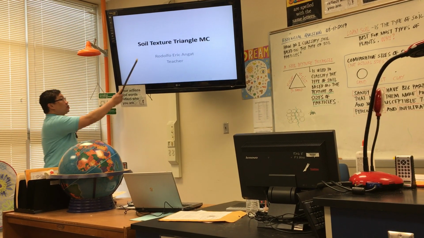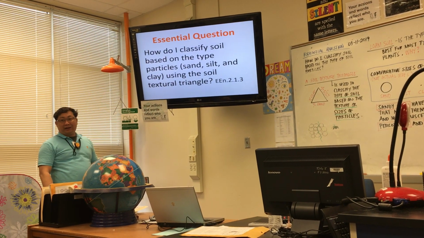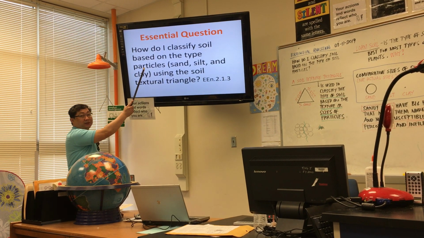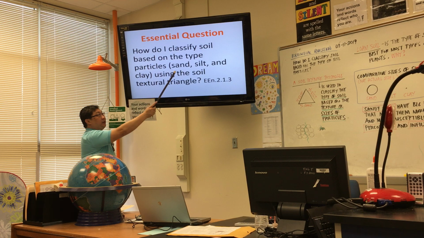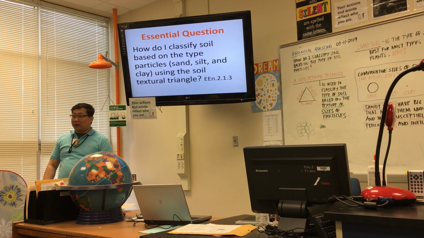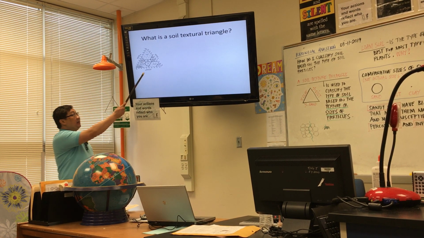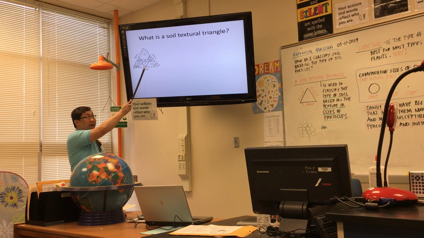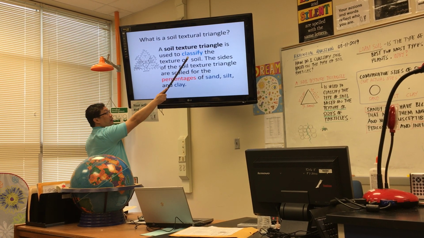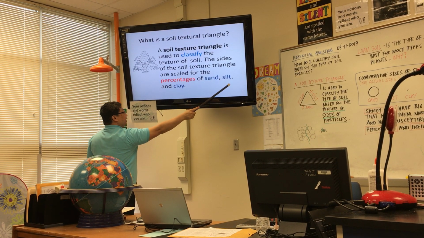Today we'll be dealing with the soil texture triangle. Now, our essential question today is, how do I classify soil based on the type of particles? There are three types of soil particles. We have sand, silt, and clay. Using the soil textural triangle, or simply the soil texture triangle. So, this is the soil texture triangle, and this one is used to classify soil based on the percentages of sand, silt, and clay.